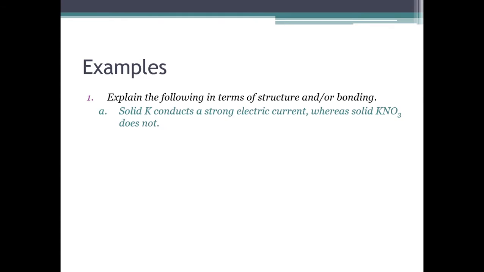All right, so some examples here. It says, explain the following in terms of structure and or bonding. A is solid K, solid potassium conducts a strong electric current, whereas solid KNO3, potassium nitrate, does not. Well, the key here is that these are two different types of bonds. Solid K, solid potassium, this is a metal. KNO3, this has a polyatomic ion, so this is an ionic compound.